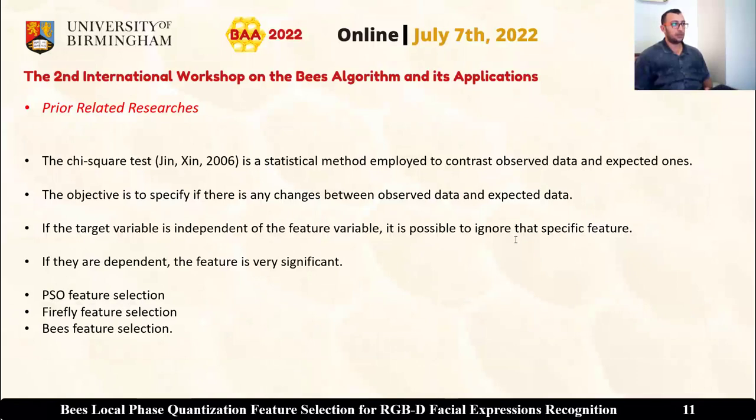The chi-square test is another feature selection method, a statistical method employed to contrast observed data and expected ones. The objective is to specify if there is any difference between observed and expected data. If the target variable is independent of the feature variable, it is possible to ignore that feature. If they are dependent, the feature is very significant, so it will be chosen. About bio-inspired feature selection, PSO and these algorithms are best.